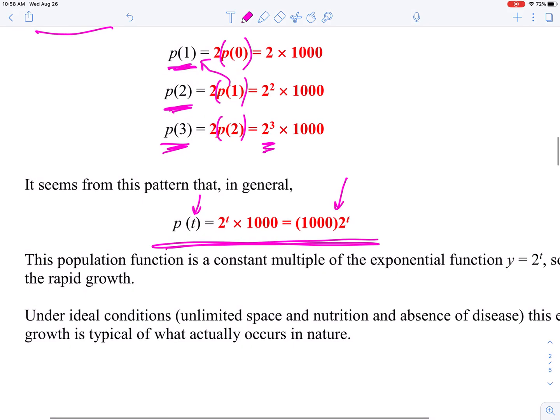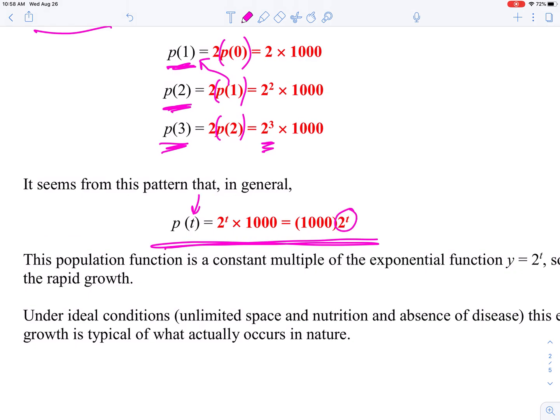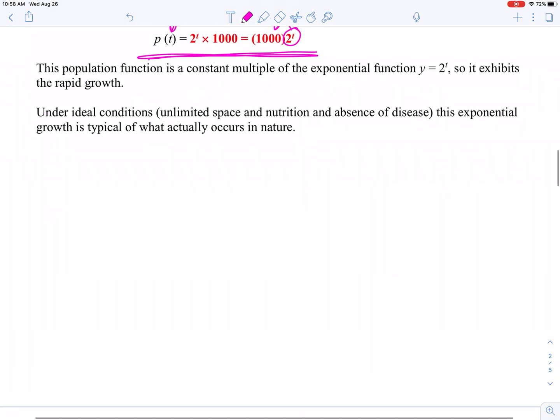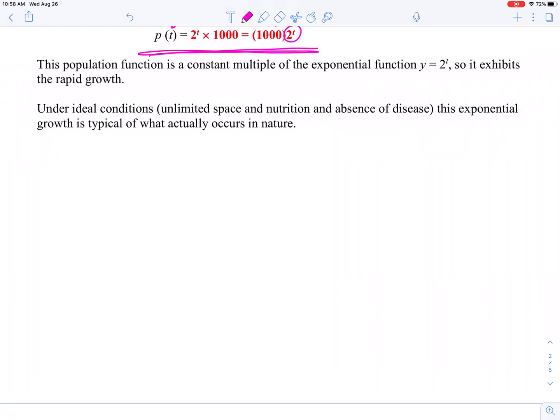Be careful though when you write it in this form here. Make sure you're watching out for PEMDAS. If you're going to plug in a value for t, remember, exponents first, find that answer, then multiply by 1,000. Okay? So the population function is a constant multiple of the exponential function 2 to the t, so it exhibits rapid growth. Under ideal conditions, unlimited space and nutrition, and absence of disease, this exponential growth is typical of what actually occurs in nature. So it just gives you a good idea.